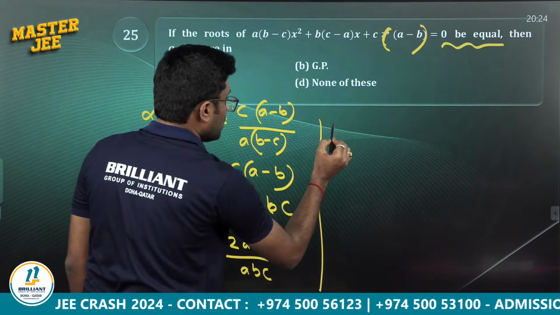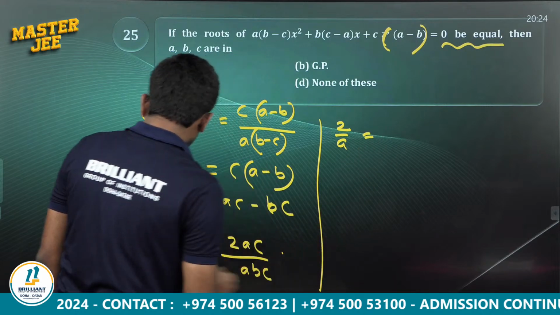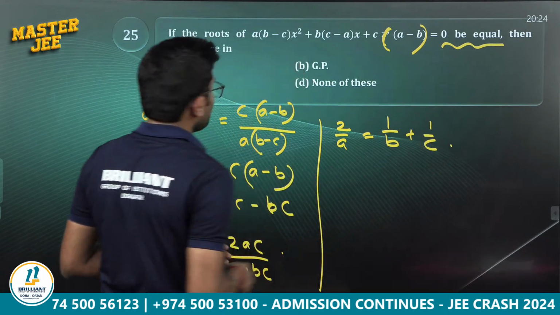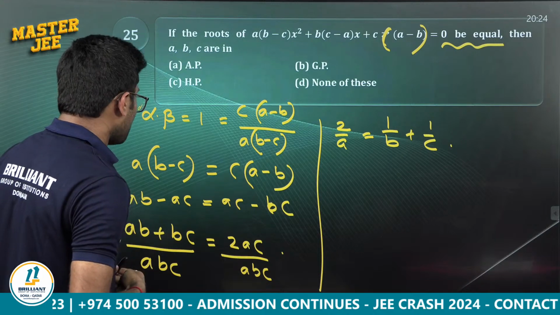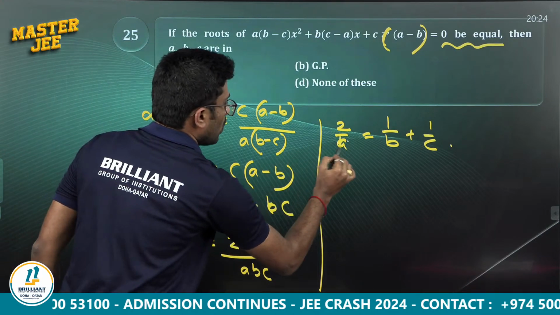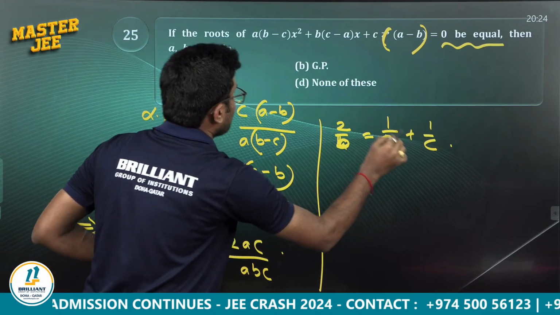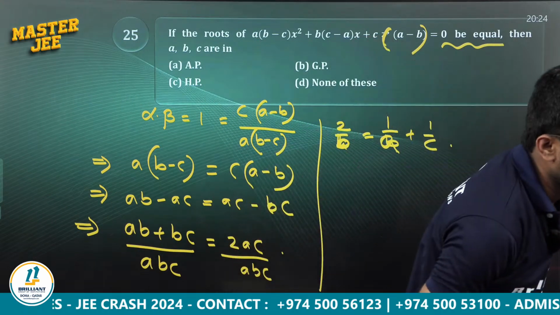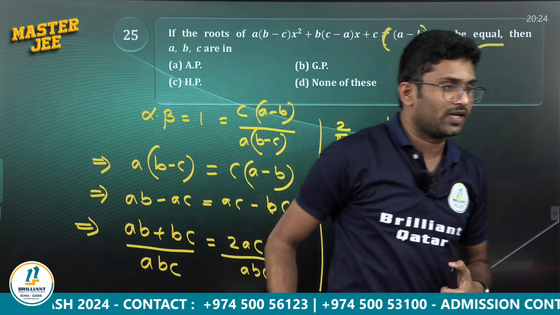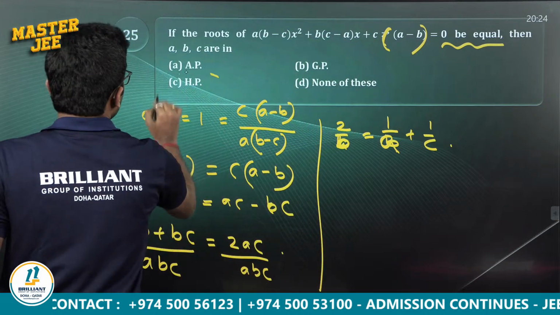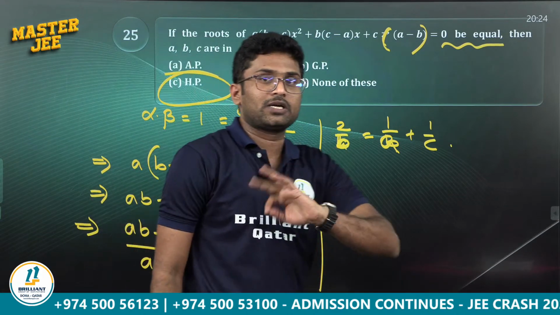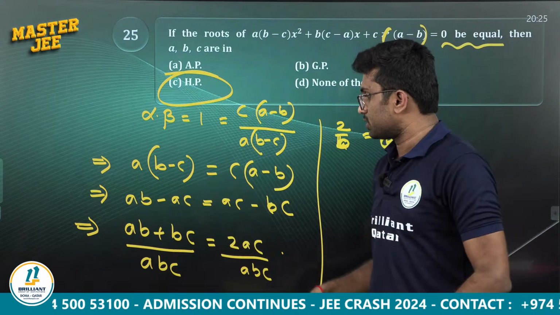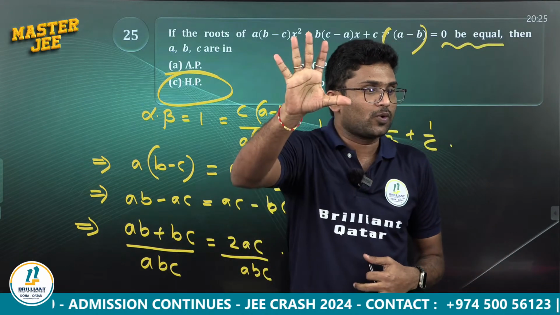2ac by abc, you get 2 by b is equal to ab by abc, 1 by c plus 1 by a. Here we get 2 by b is equal to 1 by a plus 1 by c. That means a, b, c will be in HP. Very good, friend. HP, harmonic progression, but not arithmetic progression. Okay, guys, we are done with the progression part.